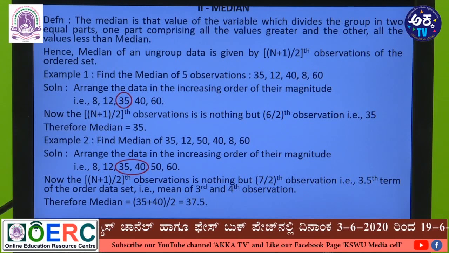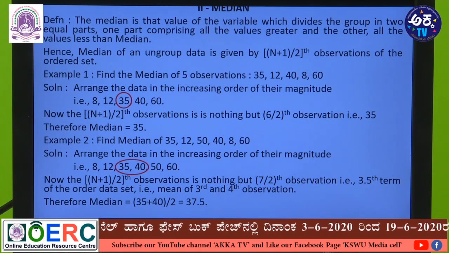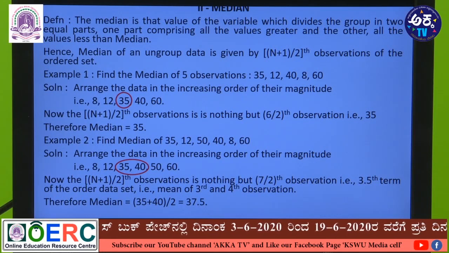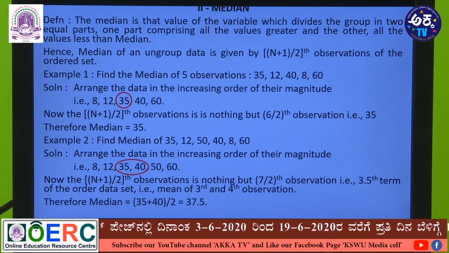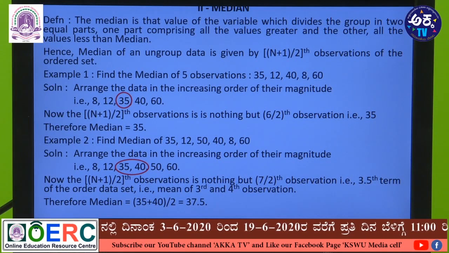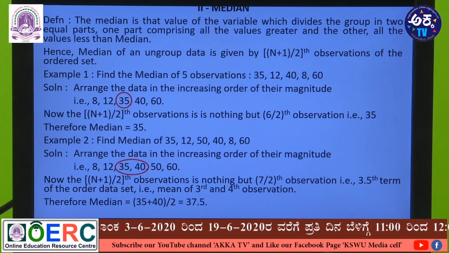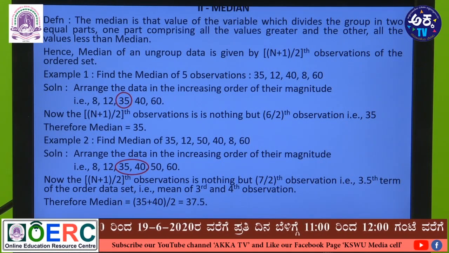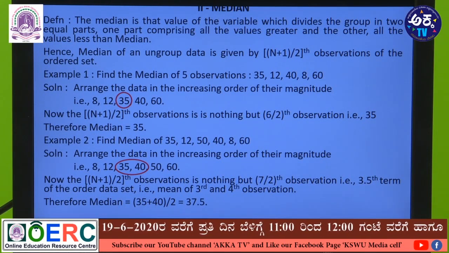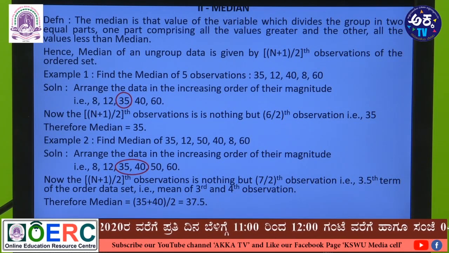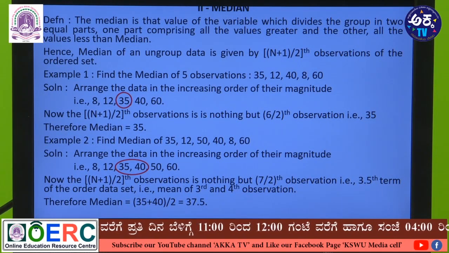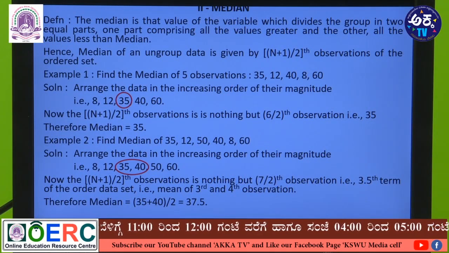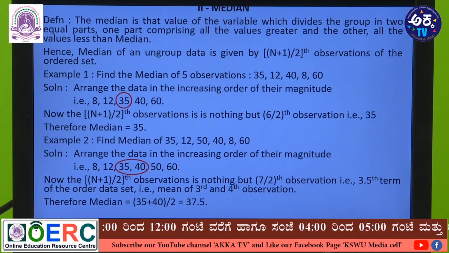Median is simply the middle value of the observed data set after having arranged the data in increasing order of their magnitude, and therefore, median is that value of the variable which divides the group into two equal parts. One part comprises all the values greater than median and the other all values less than the median. Hence, median of an ungrouped data is given by (n plus 1) by 2th observation of the ordered data set.